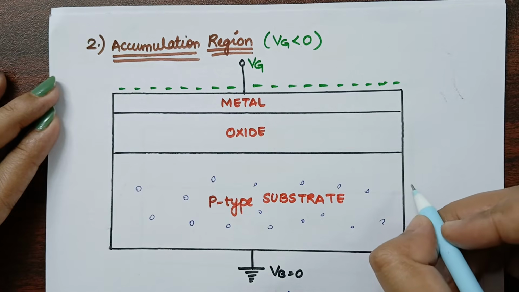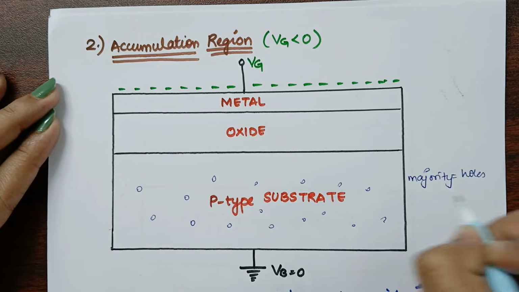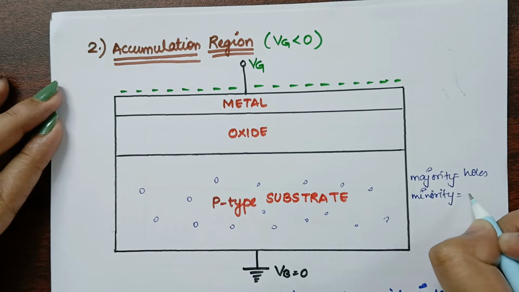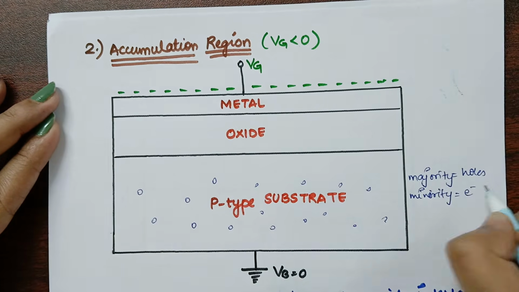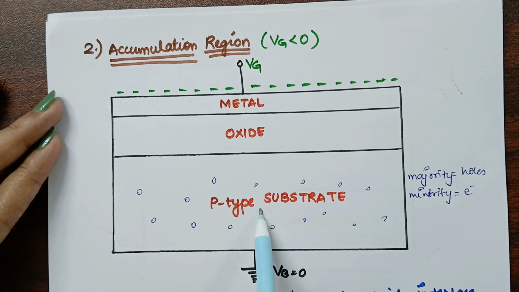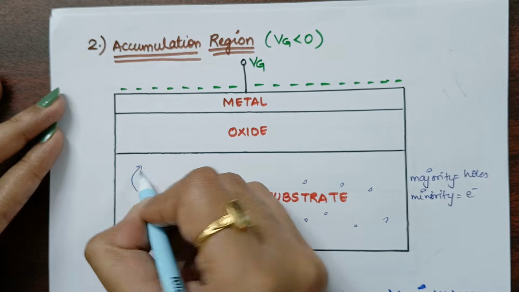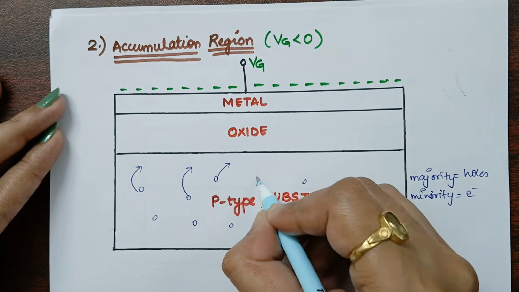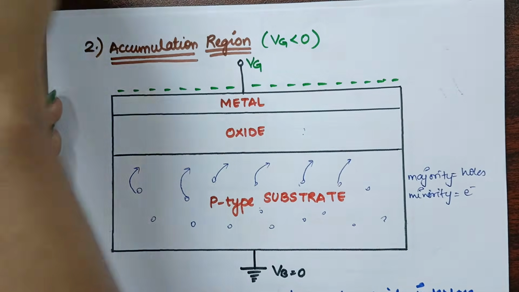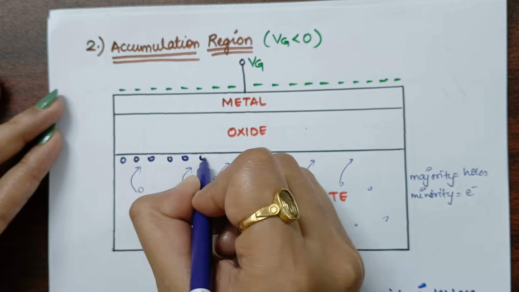Simply, if we talk about a p-type substrate, the majority will be holes and the minority will be electrons. So holes and electrons. As it is a p-type substrate, the majority will be holes. So due to this negative charge, the holes will come near to the interface of the substrate and oxide, and all of the holes will accumulate in this particular region like this.